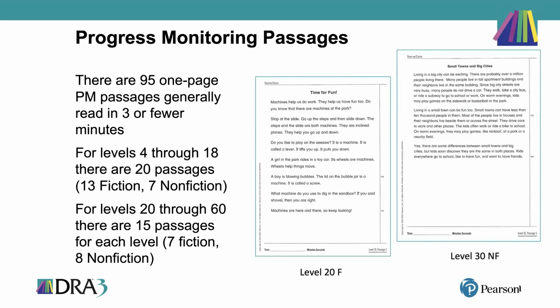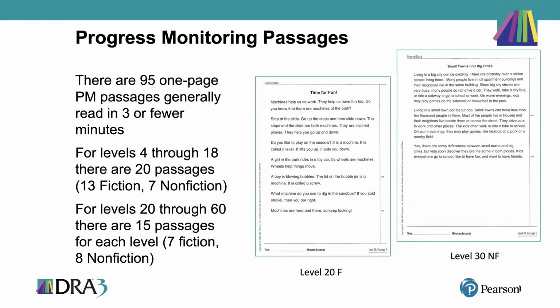There are 95 one-page progress monitoring passages, generally read in 3 or fewer minutes. For levels 4 through 18, there are 20 passages. And for levels 20 through 60, there are 15 passages at each level. This abundance of passages gives teachers many opportunities for ongoing evaluation and instruction.